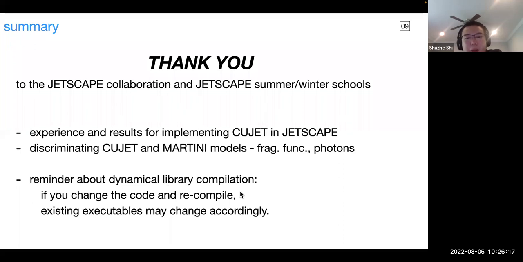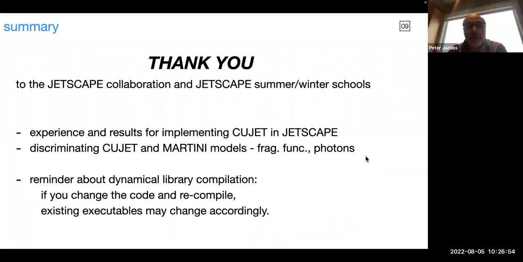So the framework is compiled dynamically, which means suppose you compile your code and obtain some executable, and then you change code and recompile, the existing executable may change accordingly and update automatically. So one should be careful in trying different things in the hard-coded code and recompile. So that's all I would like to share. Thank you.